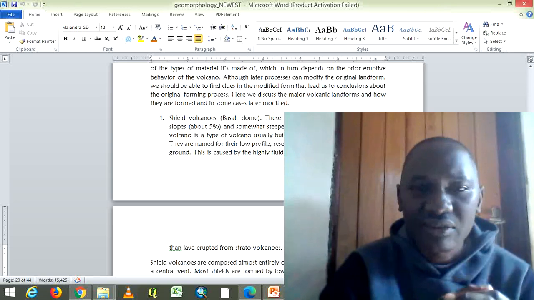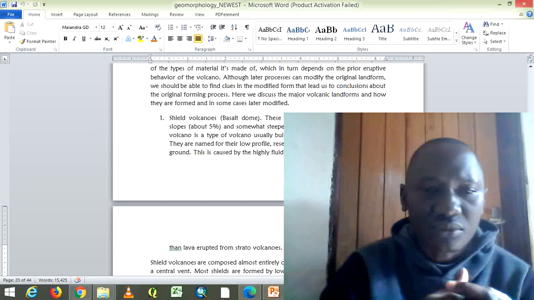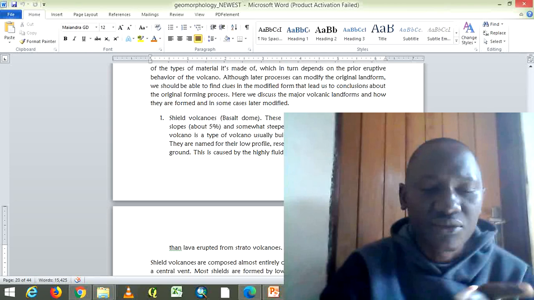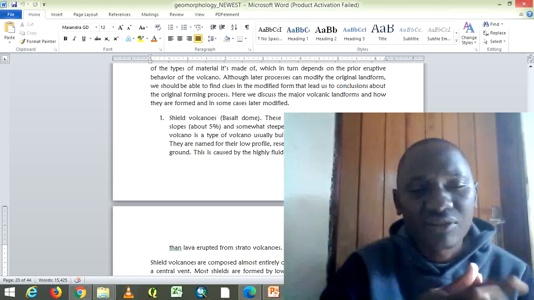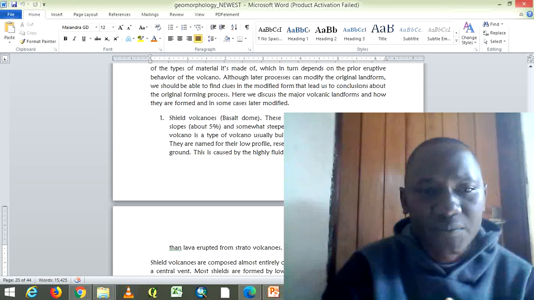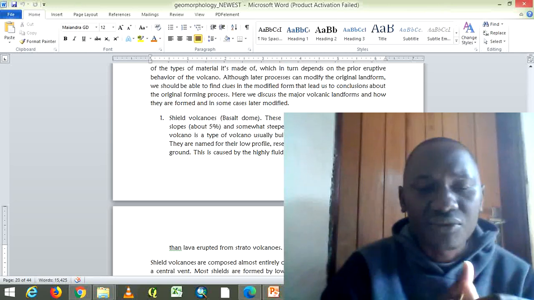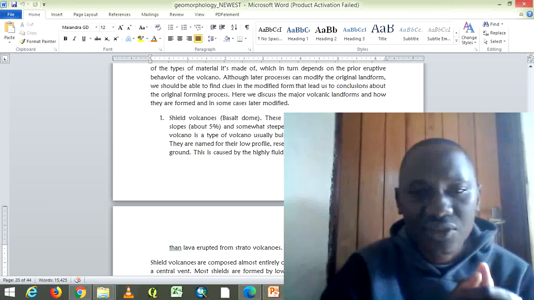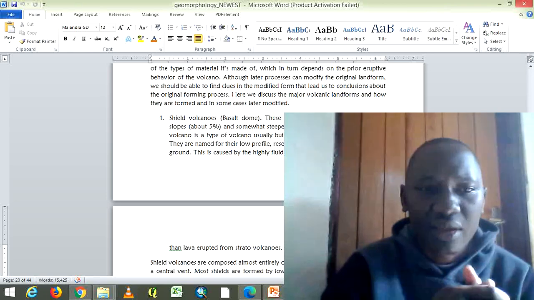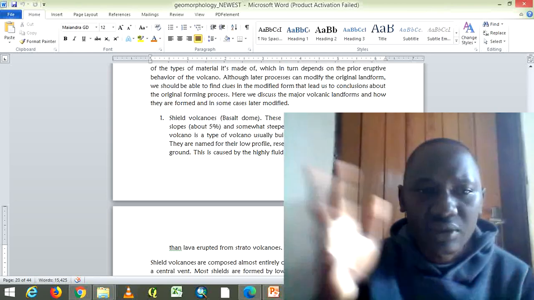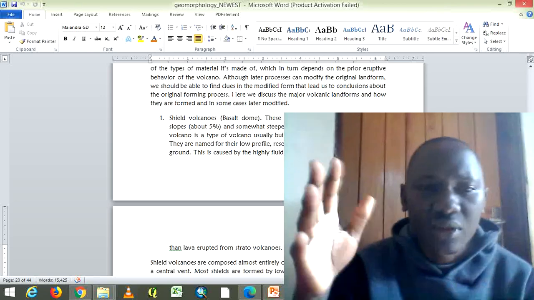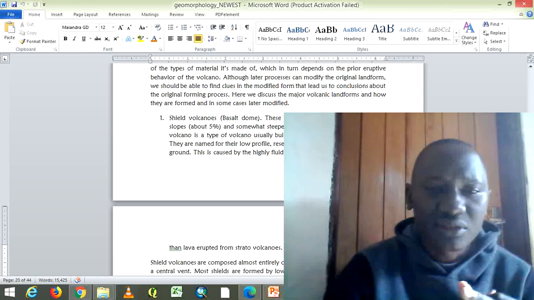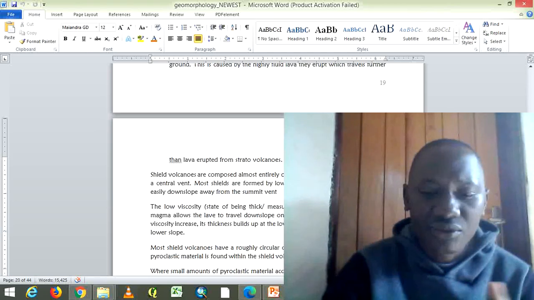A shield volcano or basalt dome is a type of volcano usually built almost entirely of fluid lava flows. Fluid here means intermediate lava, with about 55% silica. They are named for their low profile. That's why we call them basalt domes, because they have a low profile. They are not high-rise features. They are quite low. That's why we are talking about gentle slopes on the upper slopes, and on the lower slopes it's about 10%. So we have these basalt domes, or shield volcanoes, as one of the most prominent features resulting from volcanicity.